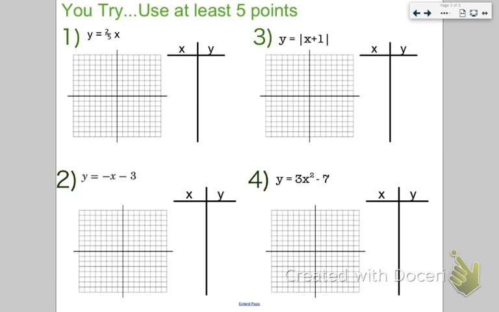Alright, for the U-try, you need to use at least 5 points for all of these, and I'm going to give you the 5 points for numbers 3 and 4. So use those 5, please, and then for the other ones you have to choose the points on your own. That is the conclusion of this video.